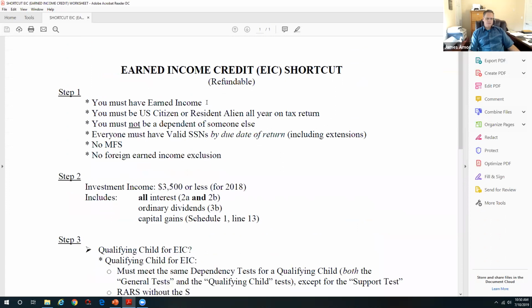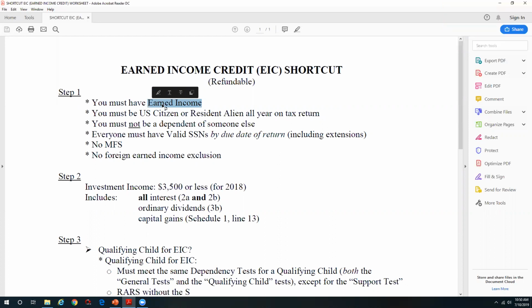But let's come back to step one, that first rule. You must have earned income. Passive income won't work. Social Security income does not meet earned income requirements. If grandma's supporting the grandchild and her only source of income is Social Security, will she qualify for earned income credit? No, because it's passive income. She has to have earned income, basically what comes from working, either as self-employed or a job where she's working for someone else.